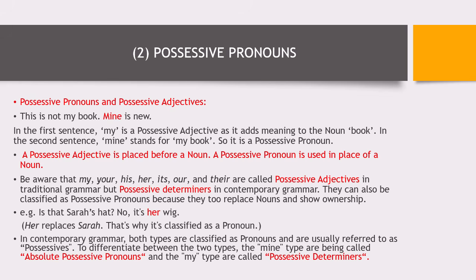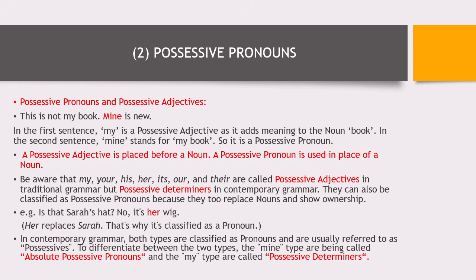Be aware that my, your, his, her, its, our, and their are called possessive adjectives in traditional grammar, but possessive determiners in contemporary grammar. They can also be classified as possessive pronouns because they too replace nouns and show ownership. For example, is that Sarah's hat? No, it's her wig. Her replaces Sarah. That's why it's classified as a pronoun.